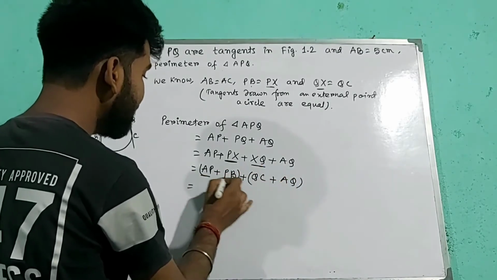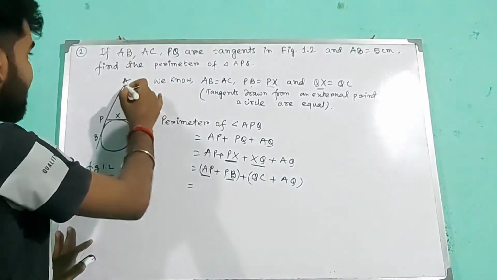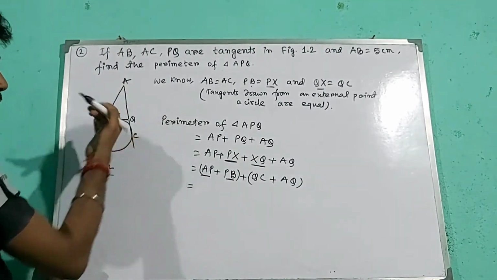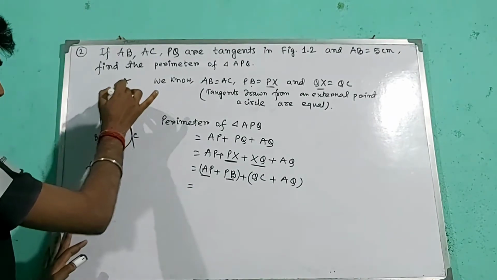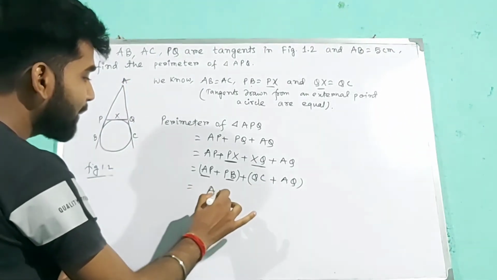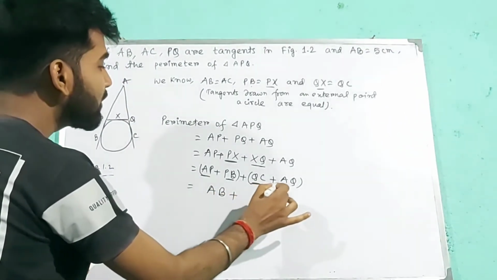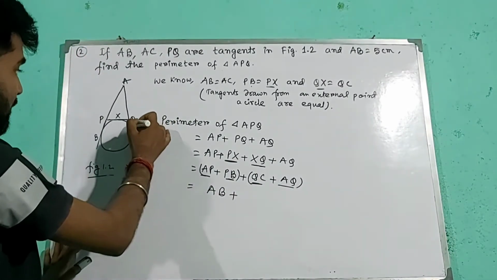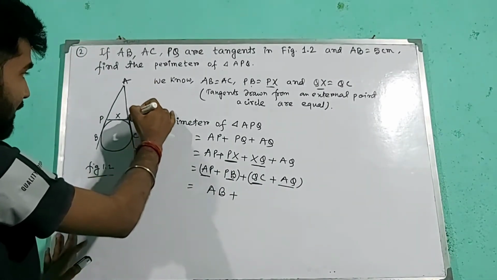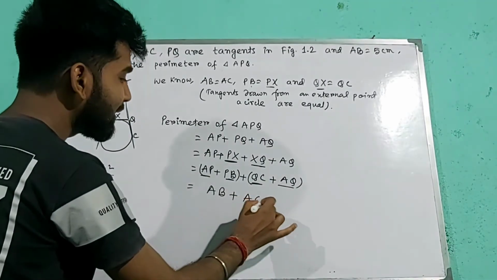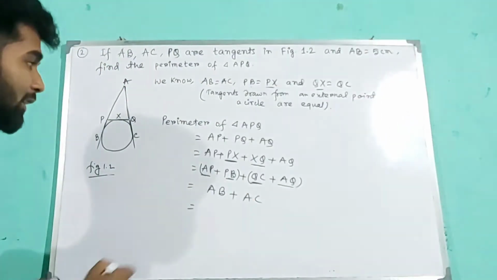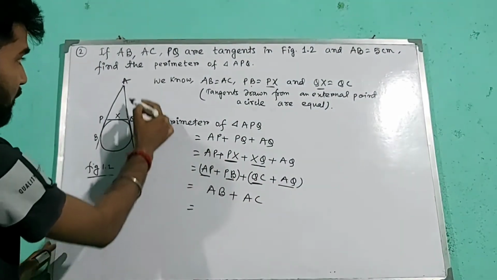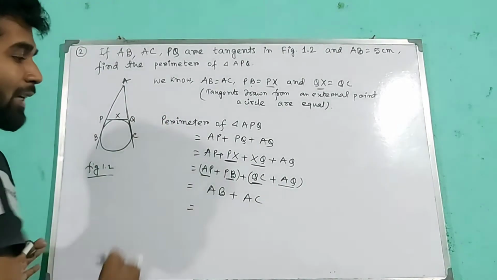Now see, AP plus PB. What is AP plus PB? Clearly you can write AP plus PB equals AB, and QC plus AQ, QC this one and AQ this one, will be equal to AC. Understand? See, QC plus AQ. This will be QC and this will be AQ. Together this will be AC.